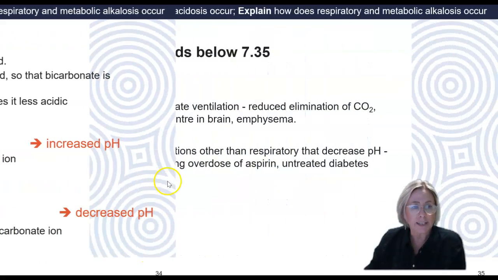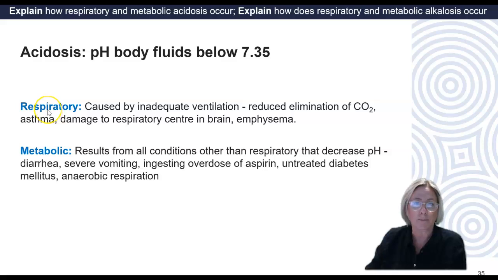So this brings me nicely to acidosis, which can be respiratory or metabolic. Remember, acidosis is where the pH of the blood is abnormally low, so it's below 7.35. Remember, the pH of the blood should be between 7.35 and 7.45, and we usually just take an average of 7.4.